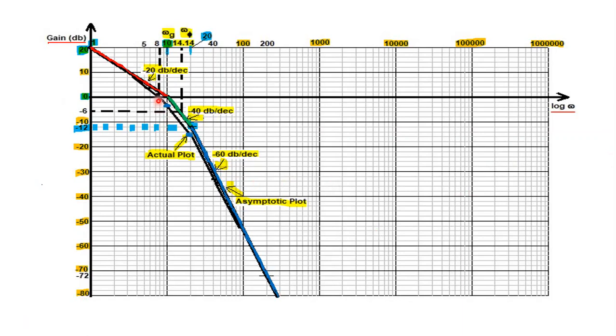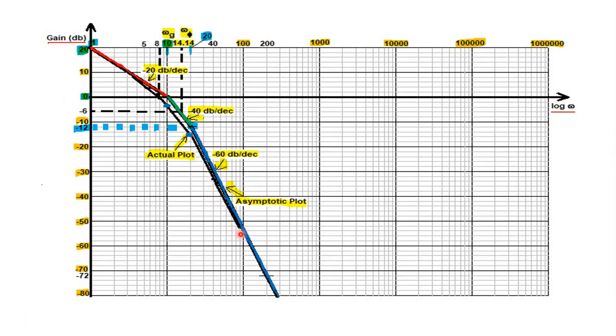Right. Then after marking this point, maybe this point and this point, join all these points with a smooth freehand curve and try to join that with this and this. This is the actual plot, whatever is shown in the black color.